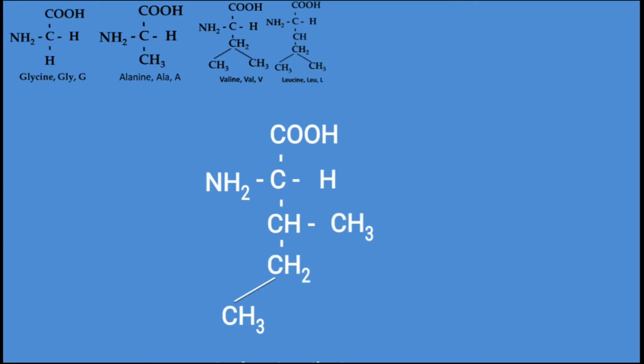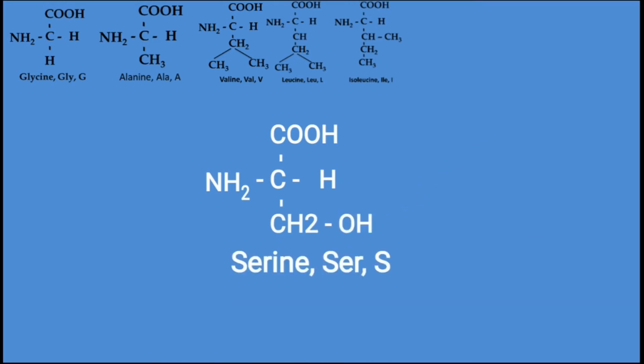The next amino acid is called isoleucine. Here the last branched methyl group is moved and linked with the second methyl group in the iso position, so it is called isoleucine. It is referred to by the 3-letter code ILE and the 1-letter code is capital I, and it is hydrophobic in nature and non-polar.